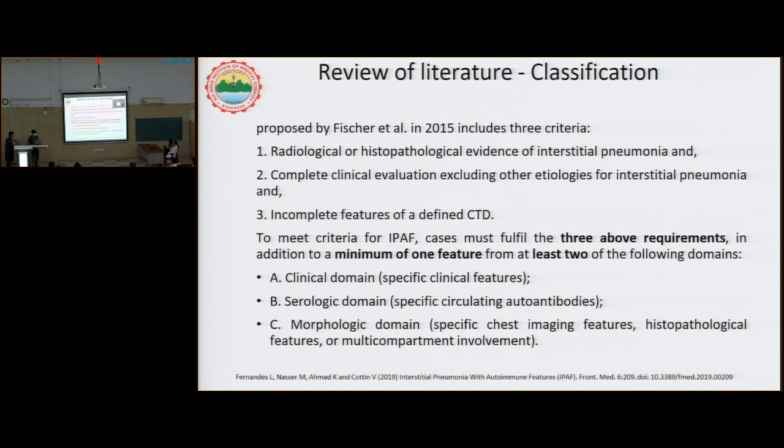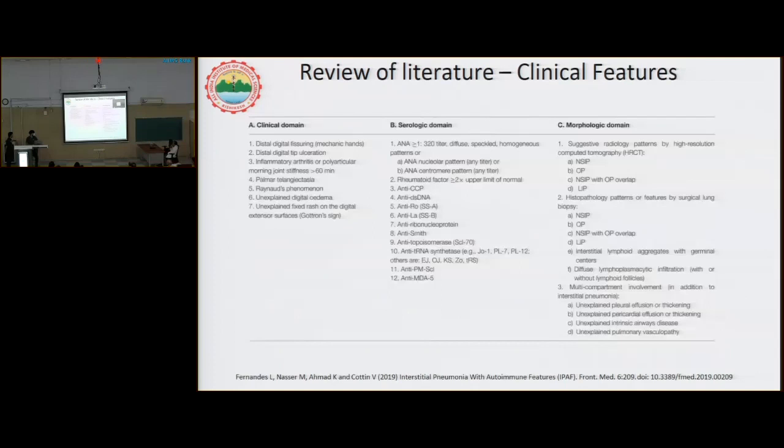In order to meet this criteria for IPAF, the patient should fulfill all the above three requirements. In addition, he should have one feature from at least two of the following domains. So there are three domains. One is the clinical domain, that is the clinical features which the patient presents. Second is the serological domain, which is the blood investigation, that is the antibodies. And third is the morphological domain, which is either by biopsy or by imaging. So these are the three domains which we have.